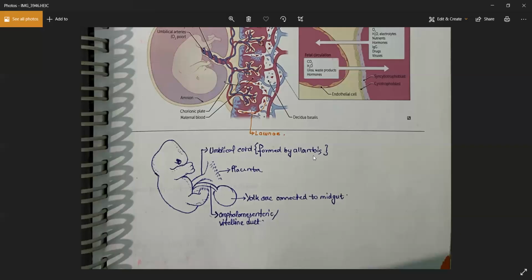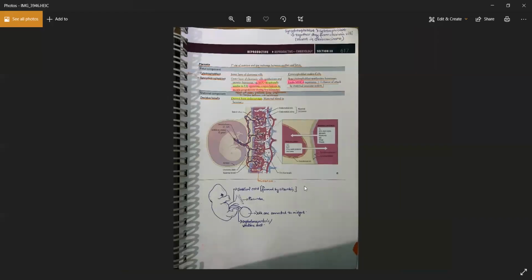Then this allantois will become the urachus. Okay, and then this urachus will be connecting this urinary bladder with this yolk sac. Okay. Thank you. So multiple functions.